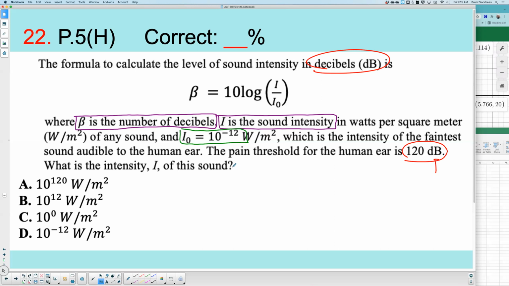Be more specific to the formula. What's the decibels in the formula? The B. The B is decibels. So 120 is the B. So this value right here is 120. And they gave us the I0. Let's plug that in. That I0 is 10 to the negative 12. So all we have to do is solve to get our answer here. So let's go to our calculator.